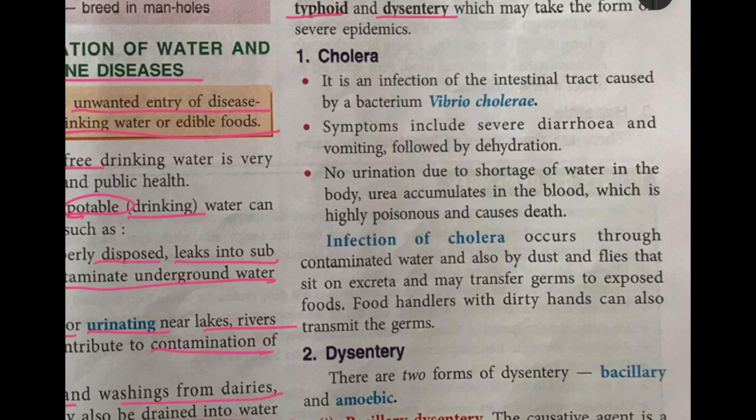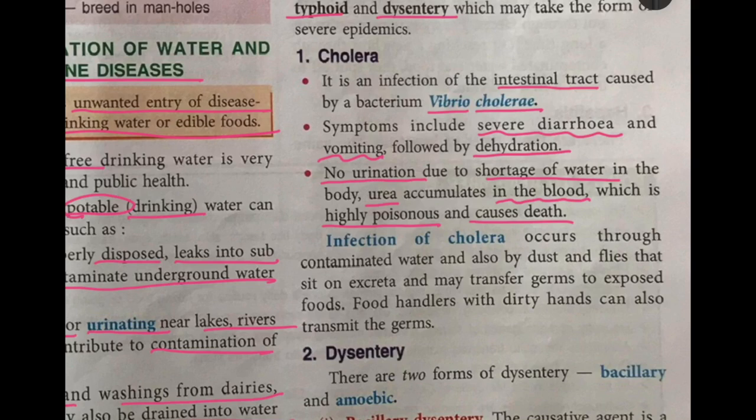Now, cholera is an infection of the intestinal tract, your intestines, and it is caused by a bacteria known as Vibrio cholerae. Now what are the symptoms? Cholera: severe diarrhea, vomiting. So all the water will come out from your body and it leads to dehydration. Because of that, water is lost from the body. There is no urination because there is a shortage of water in the body. So urea, which is supposed to go out from the body, accumulates in the blood, which is very, very dangerous because urea is poisonous and it causes death.